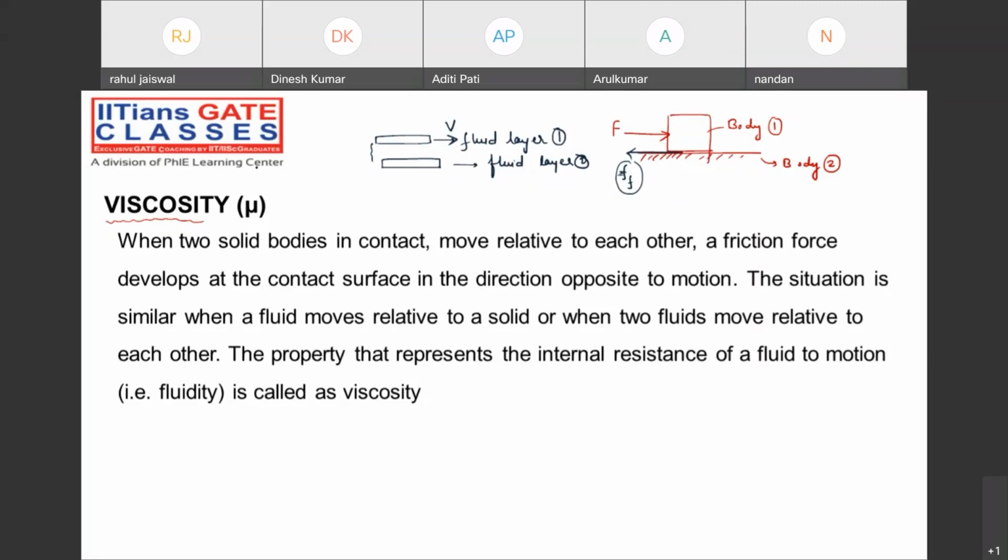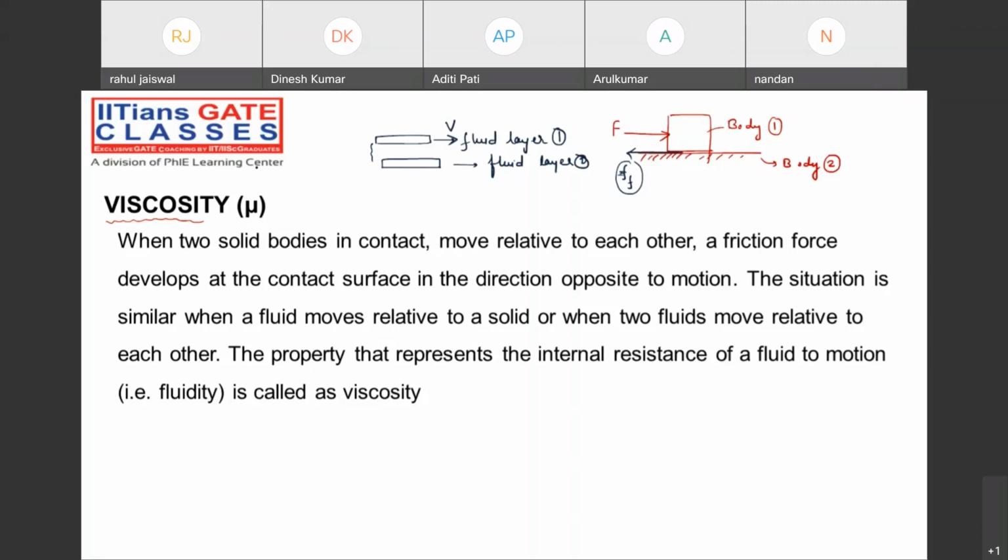Whenever fluid layer number 1 is moving with respect to fluid layer number 2, what will happen? Fluid layer 2 will try to oppose the motion of fluid layer 1. Why? Just because of the property called viscosity, right? Note down.